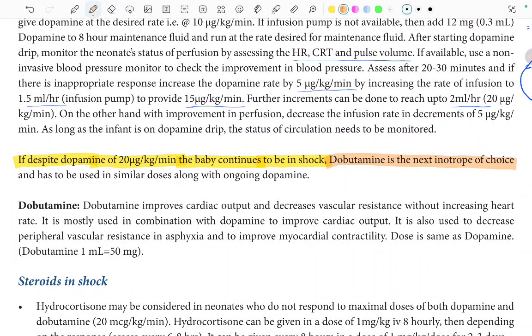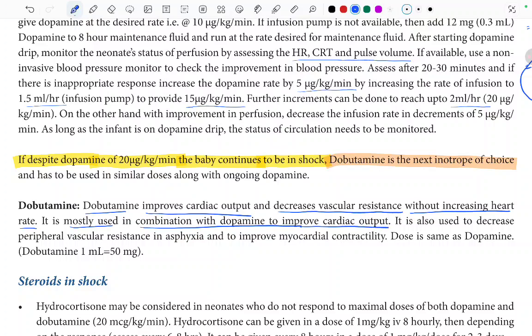It is mostly used in combination with dopamine to improve the cardiac output. We should know what dobutamine does. Dobutamine improves the cardiac output and decreases the vascular resistance without increasing the heart rate. It is also used to decrease the peripheral vascular resistance in asphyxia and improve the myocardial contractility.